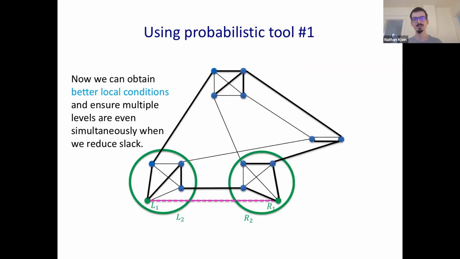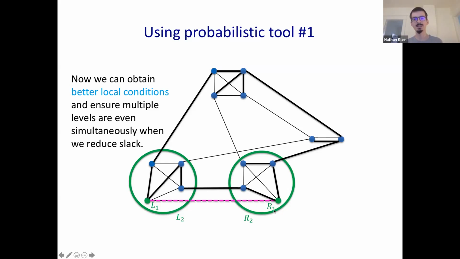So why is this useful? Basically, instead of only proving that the top 2 cuts of an edge are even with constant probability, we now want to go farther and prove stronger local conditions, such as the top 4 cuts being even. Say for this pink edge, we want L1, L2, R2, and R1 to all be even simultaneously.